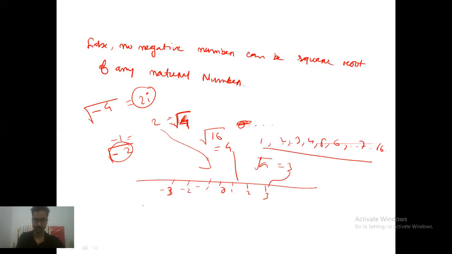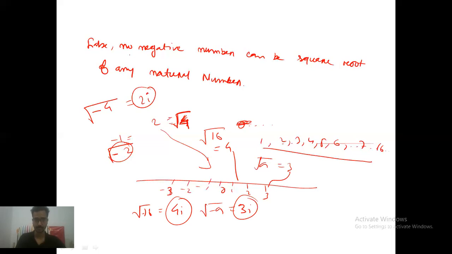But try to understand this one. Square root of -16 will be 4i. Square root of -9 is 3i. So this number we can't plot on the number line, because these are imaginary numbers. So the reason will be: no negative number can be the square root of any natural number.